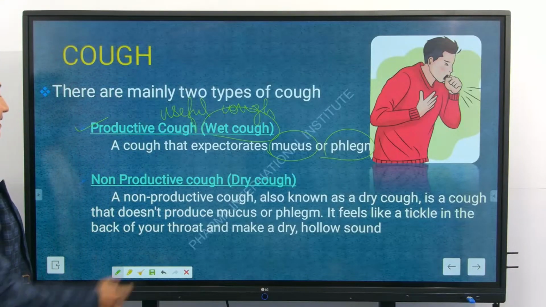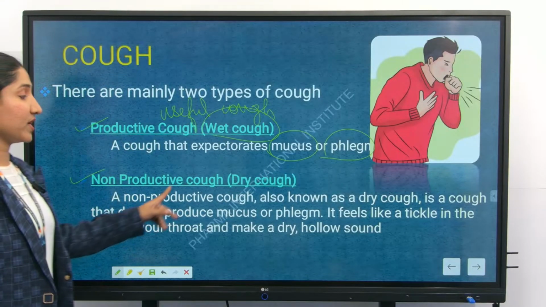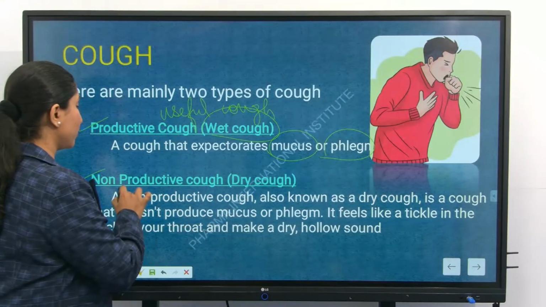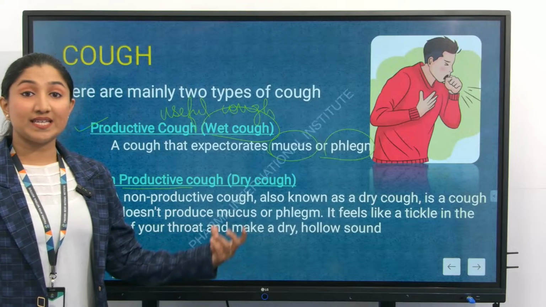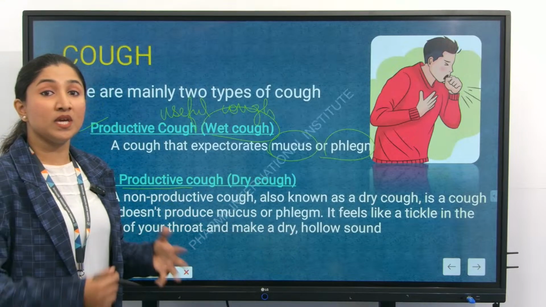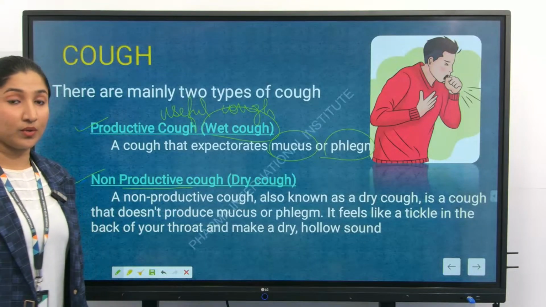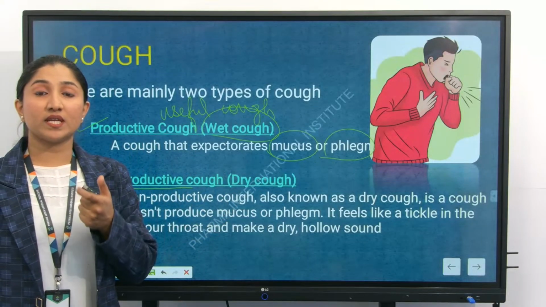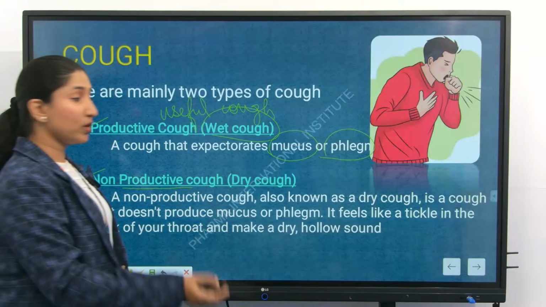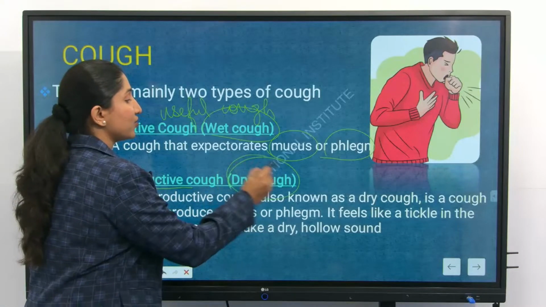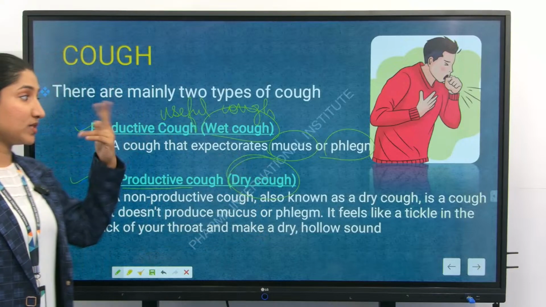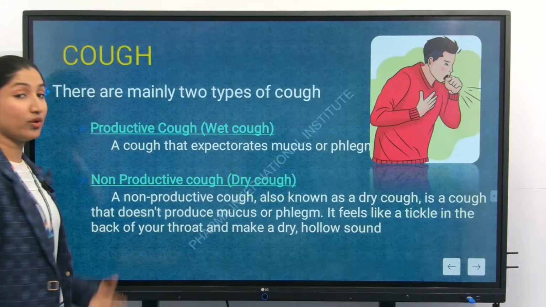Whereas the next type of cough is the non-productive cough. From the word itself, you can understand it does not have anything to be produced. It does not have any respiratory secretions to be expectorated out. It just happens because of an irritation in the mucosal layer at the back of your pharynx. This non-productive cough is also called the dry cough. It is a reflex mechanism to some irritation that is happening inside your pharynx.